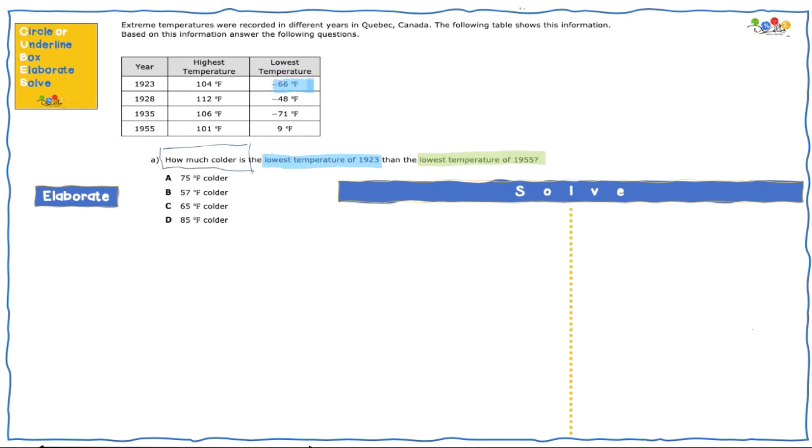Okay, and then guys, we have the lowest temperature in 1955. So now I'm gonna change my color, and I'm gonna say for green, in 1955 we have 101 and 9 degrees. Which of those two is the lowest? You're right, it's a 9. Perfect. Okay, so now I need to understand the question.